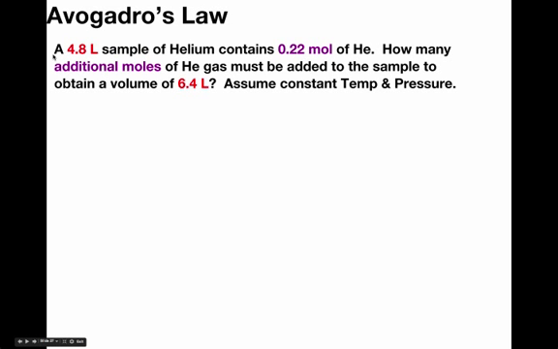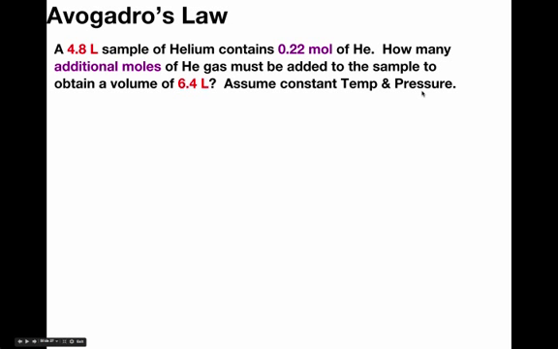Here is the sample problem. You can pause at any point and try to solve this on your own. The problem says that you have a 4.8 liter sample of helium. So pretend you have a helium balloon and the volume of your balloon is 4.8 liters. Inside of your helium balloon is 0.22 moles of helium atoms. And then the question is, how many additional moles of helium gas must be added to the sample to obtain a volume of 6.4 liters? So basically, you start out with 0.22 moles of helium, and the volume of your balloon is 4.8 liters. And they're asking you, how many more moles of helium do you need to add to increase the volume of your balloon to 6.4? And again, assume that the temperature doesn't change, assume that the pressure doesn't change.